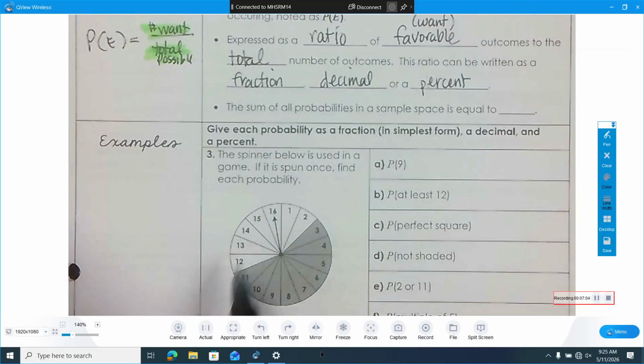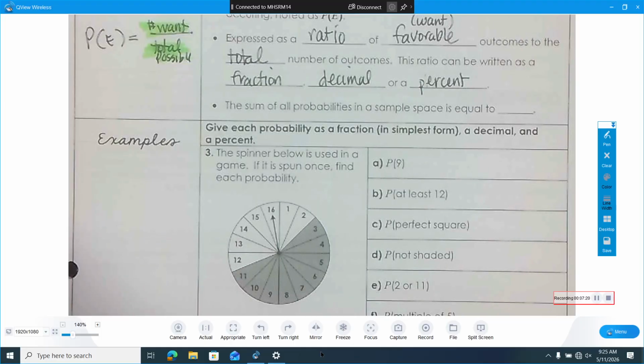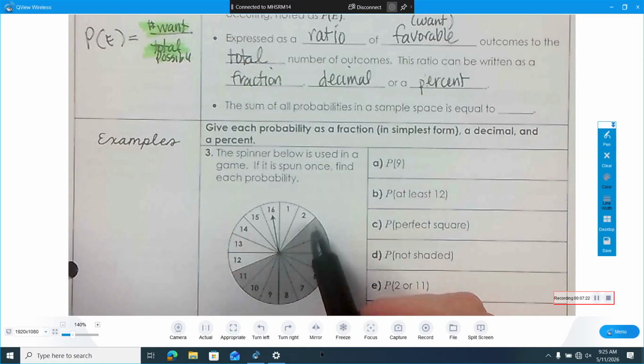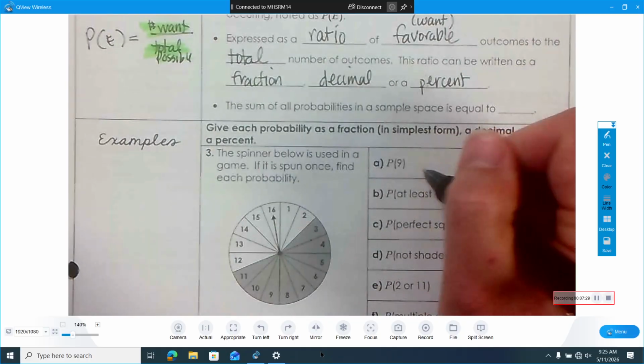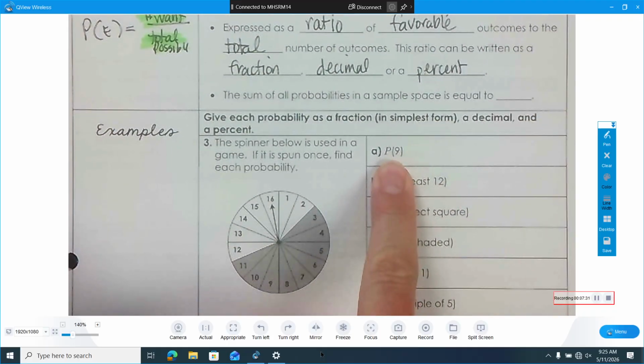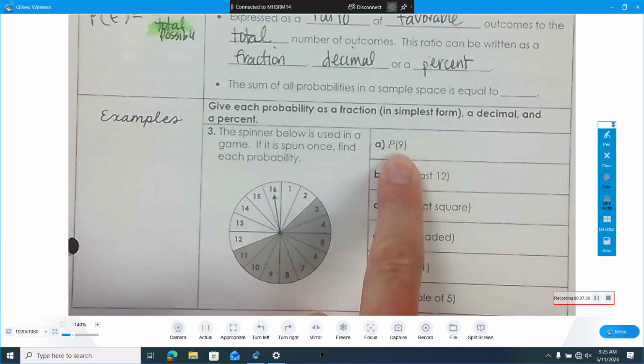And so what we have here is a spinner. A spinner below is used in a game. If it's spun once, find each probability. So you'll notice that this spinner has how many wedges? 16 wedges. And it spins and spins and lands on a particular number. Some of these are shaded and some of them are unshaded. Those are important things to remember. And so this notation says, what's the probability of spinning a 9?